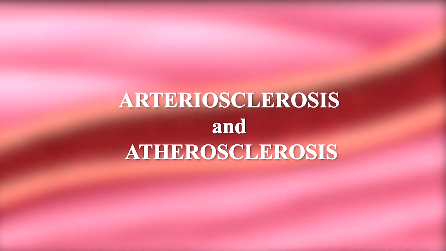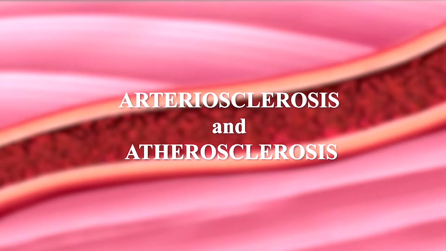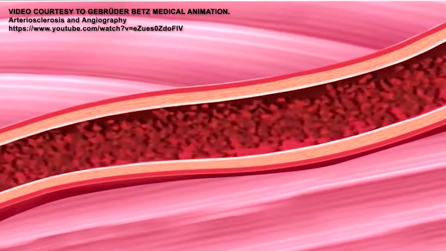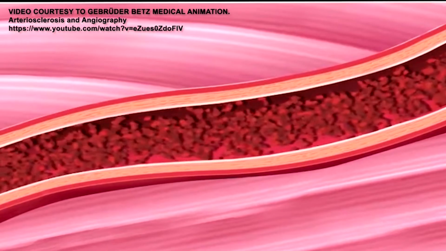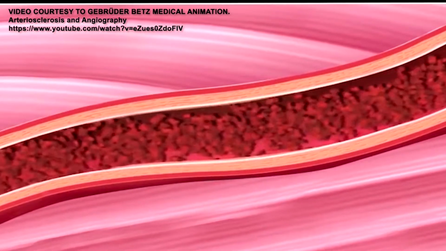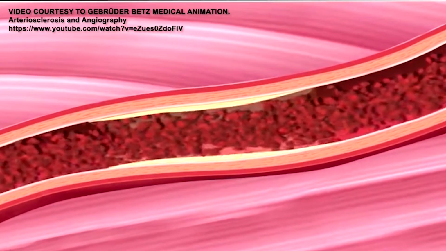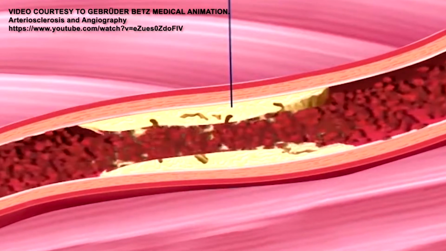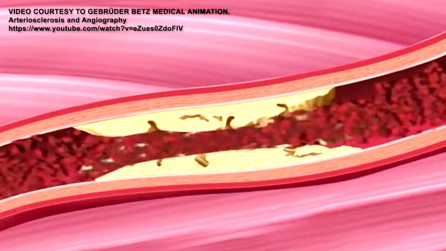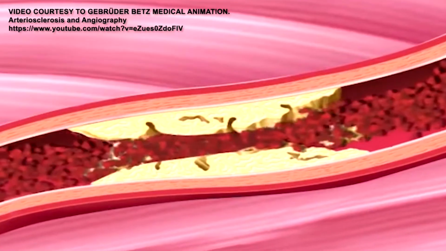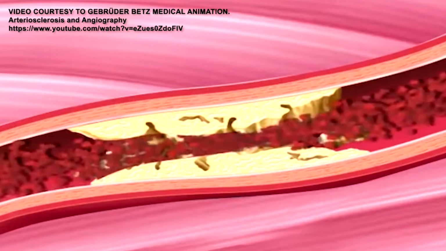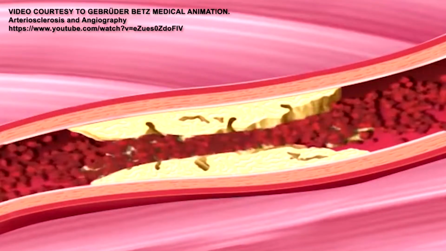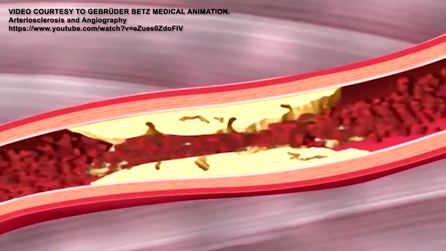Have you heard about arteriosclerosis and atherosclerosis? Arteriosclerosis is a condition in which the arteries that carry oxygen and nutrients from the heart to the rest of the body thicken and stiffen, limiting blood flow to your organs and tissues. Healthy arteries are flexible and elastic, but the walls of your arteries can harden over time, developing a disease known as artery hardening.